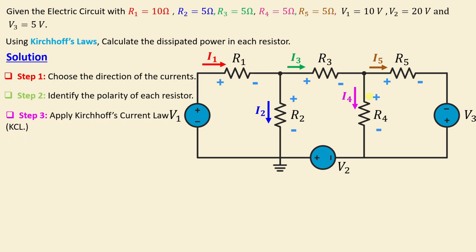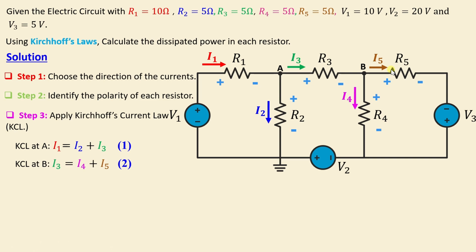Now we go to step number 3, which is to apply Kirchhoff's current law, KCL. You can see here at node A that I1 is entering the node and I2 and I3 are leaving the node. We can write KCL at node A: I1 is equal to I2 plus I3. We go now to node B. We can see here at node B that I3 is entering the node and I4 and I5 are leaving the node. We can write KCL at B: I3 is equal to I4 plus I5.